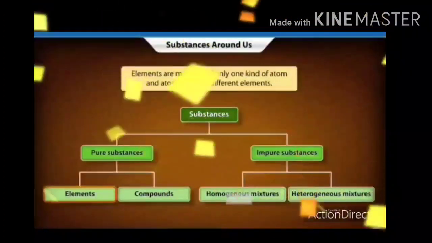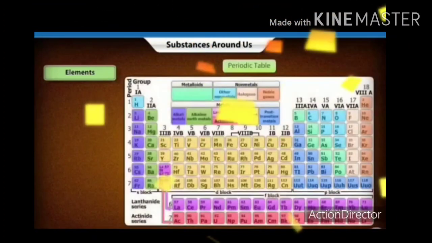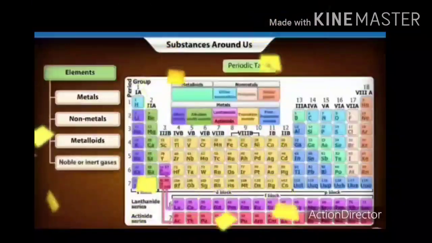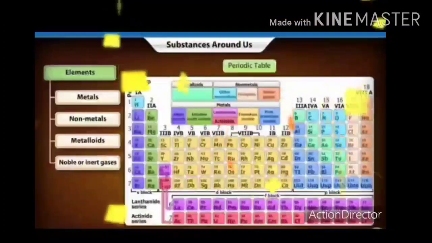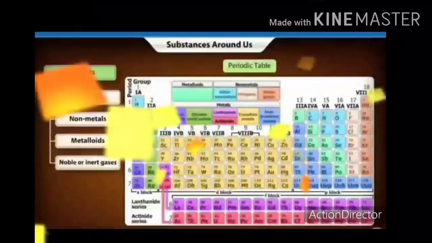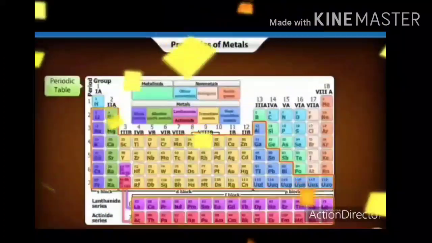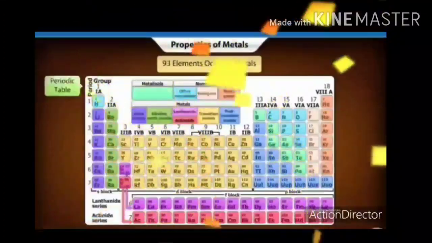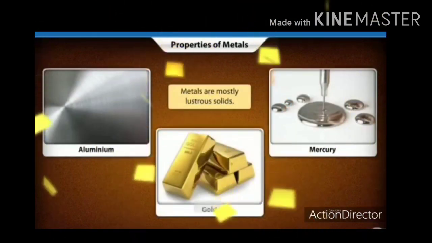Elements are made up of only one kind of atom, and atoms differ in different elements. In the periodic table, 118 elements are known. Elements are classified into metals, non-metals, metalloids, and noble gases or inert gases. Out of these 118 discovered elements, 93 are metals.